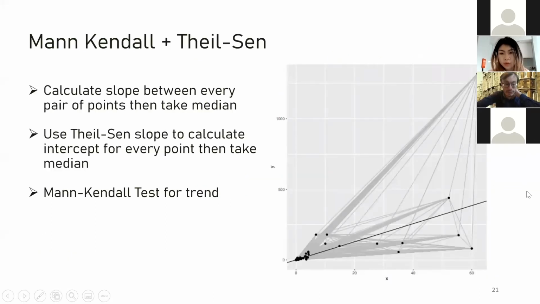So to verify the trend, we use a test called Mann-Kendall, and then we calculate the Thielsen slope. So what that is that for every pair of points here, we calculate the slope, and we take the median of all the slopes, and that is our Thielsen slope.